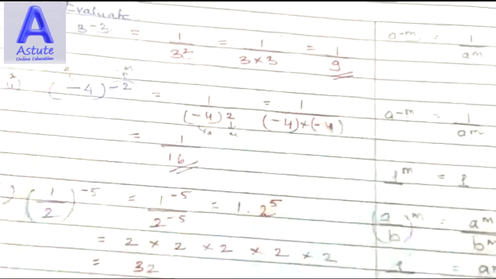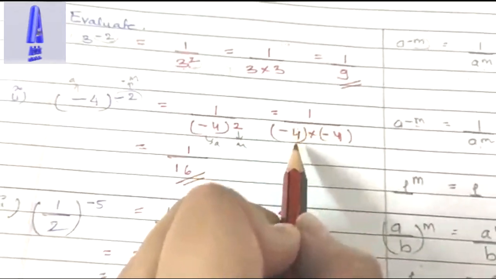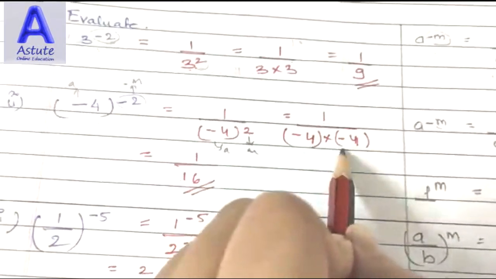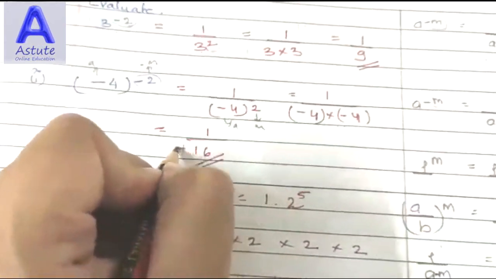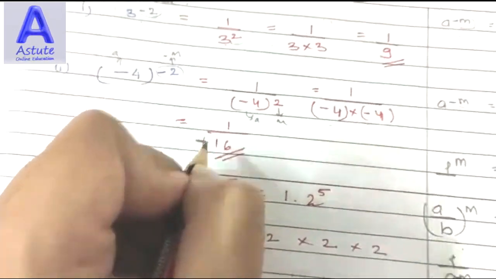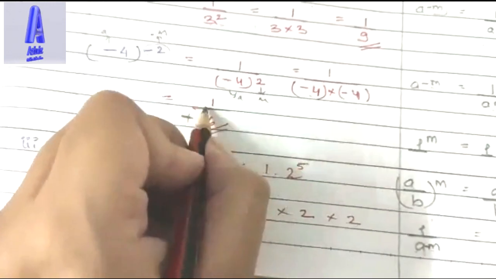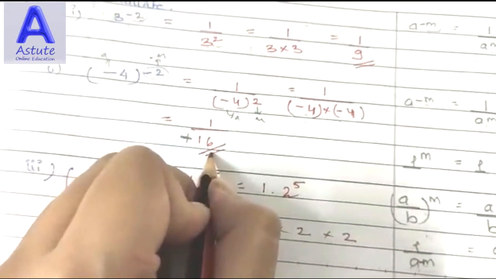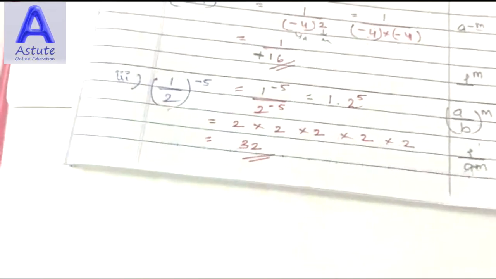Alright. Now if we expand it, we will see minus 4 into minus 4. Minus and minus becomes a plus sign, which is basic integer mathematics that we have already explored. And 4 into 4 gives us 16. So the answer is 1 upon 16. Now coming to the last part of this question.